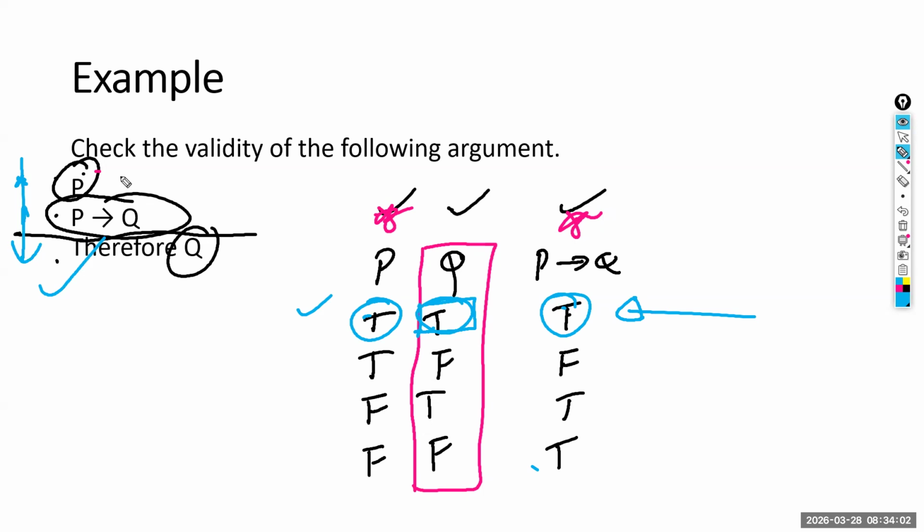Do you have any questions? Any doubts? Right. So the definition says whenever all the premises are true, the conclusion must be true. If so, it's a valid argument. Okay. So therefore, this is a valid argument.